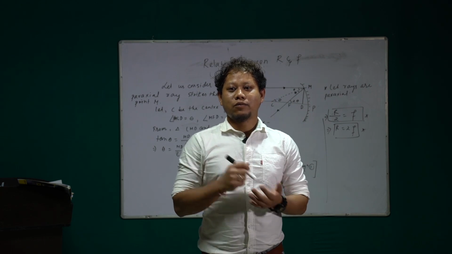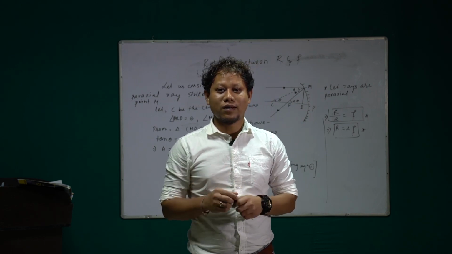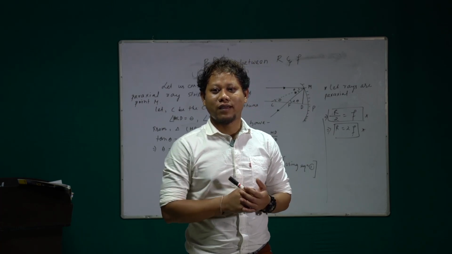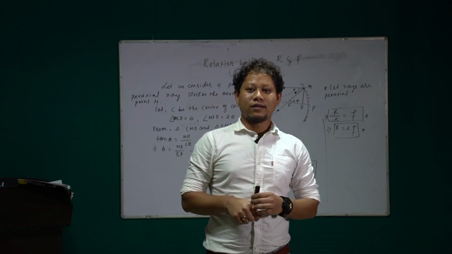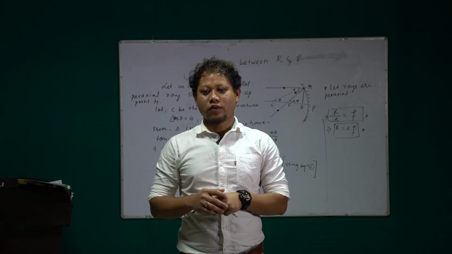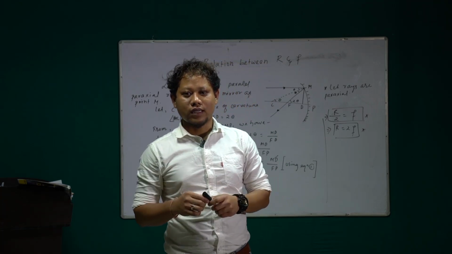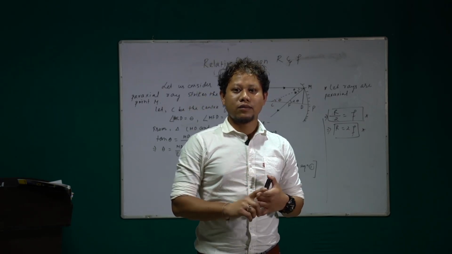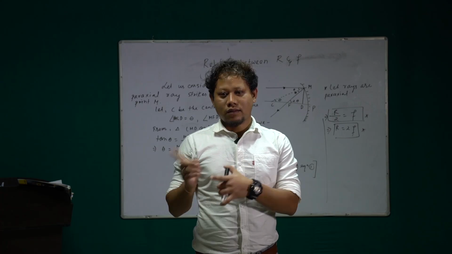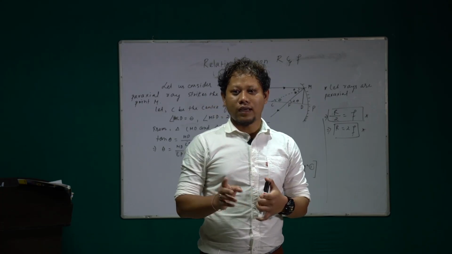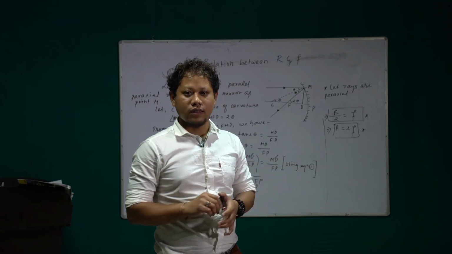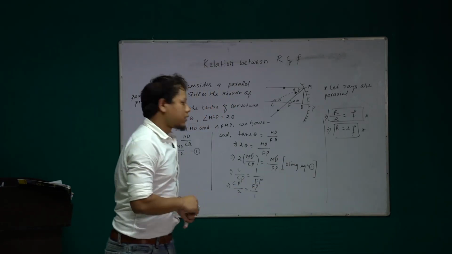As the previous class was my first class, I might have had a little trouble with the adjustment of the camera, but I hope today everything will go perfectly. Because of shortage of time, I could not explain the last topic properly: the relation between R and F. R means the radius of curvature, and F is the focal length. So today I'm going to give you a quick review and explain everything in short. Okay, so let's start the class.